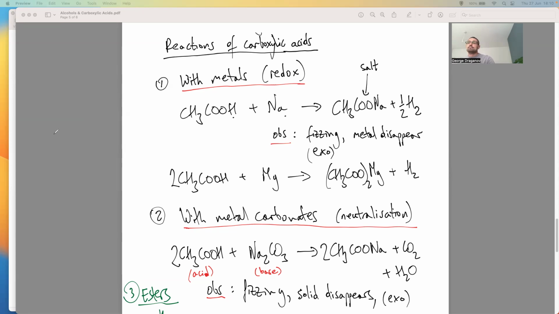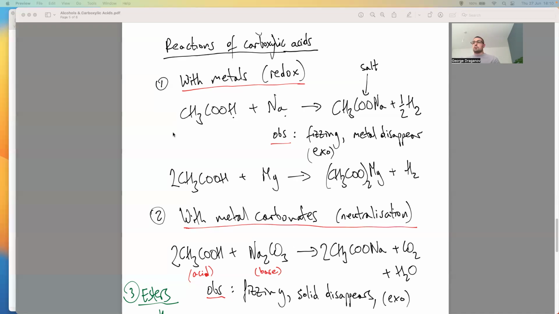You might say, why? Well, the metal is oxidized. It loses an electron, okay? And the hydrogen ion is actually reduced. It gains an electron. But this is quite a high-level thing, and I don't think that's going to be something they're going to examine with carboxylic acids. You can check out the redox topic of the metals instead.